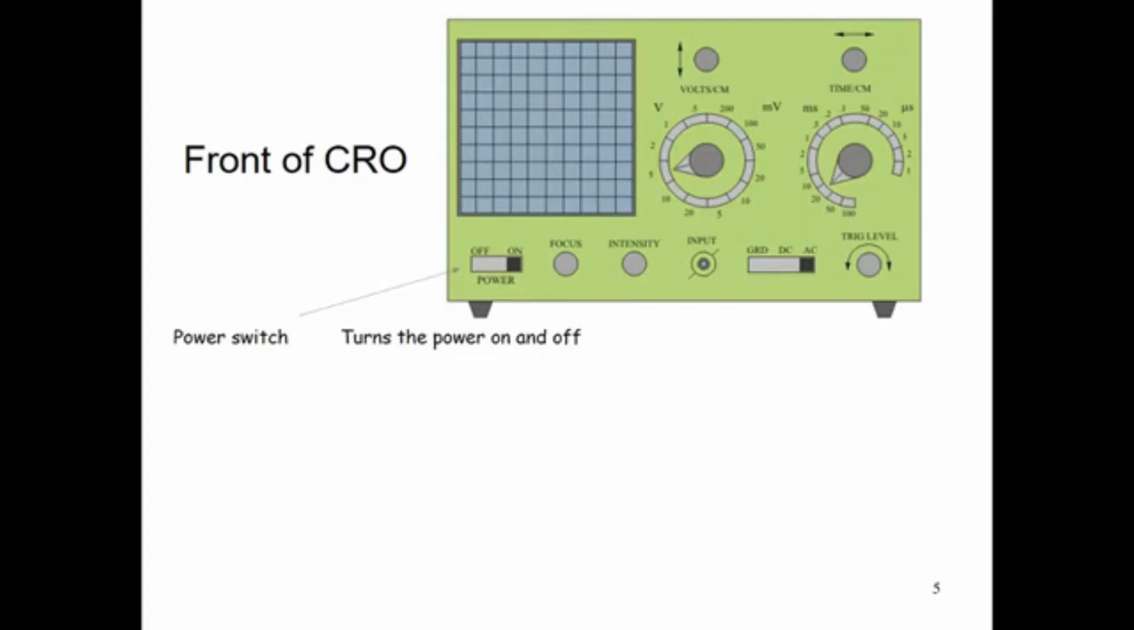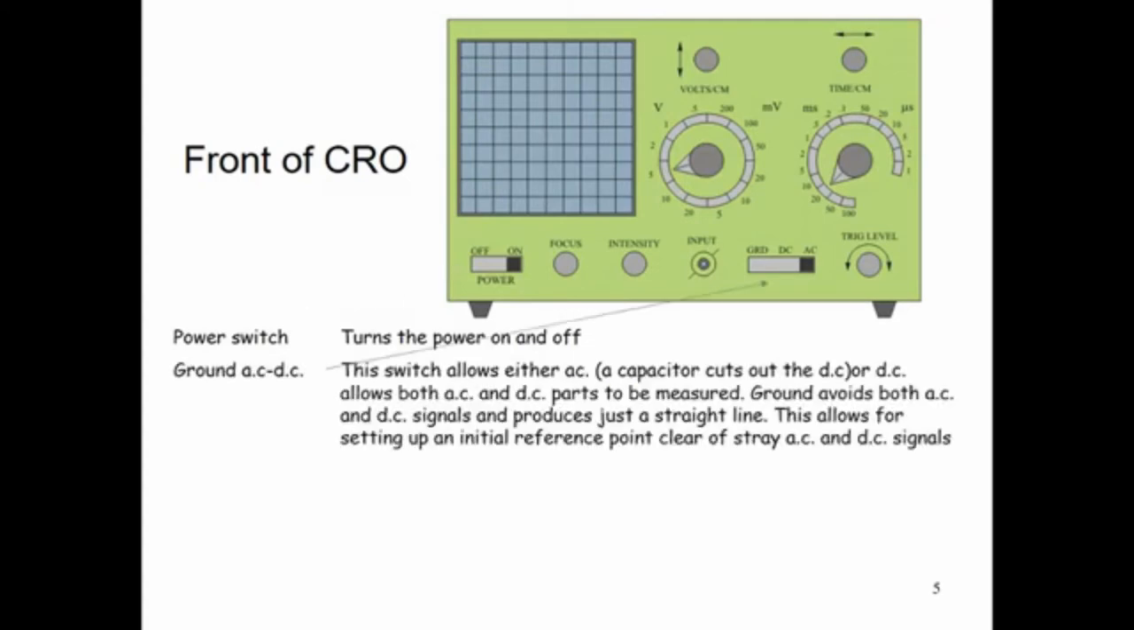The power switch, there's always a power switch, turns the power on and off. The ground AC-DC switch allows either AC, where a capacitor cuts out the DC, or DC alone. And it also allows both AC and DC parts to be measured. Ground avoids both AC and DC signals and produces just a straight line. This allows for setting up an initial reference point clear of stray AC and DC signals.